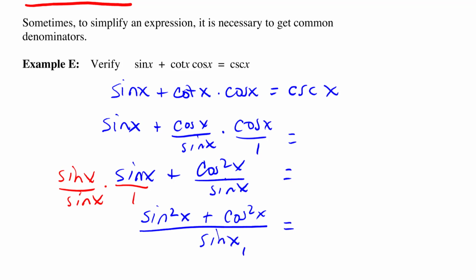And that numerator, sine squared plus cosine squared, is 1. 1 over sine x. Oh, I guess I've run out of room, so 1 over sine x is cosecant x, and that's what we want to get. Cosecant x, so QED.